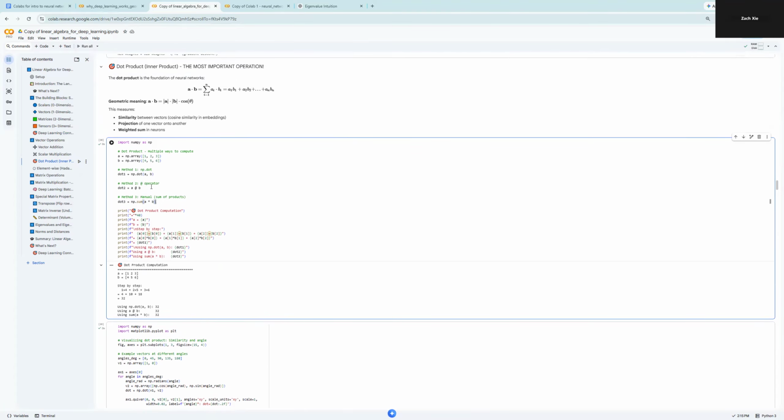So there are really three ways of doing it, and just one thing to note is the difference in operators. If you want to do dot product, use this operator. If you want to do the, what do you call it, the bitwise or the element-wise multiplication, use this operator. These two are very easily confused.